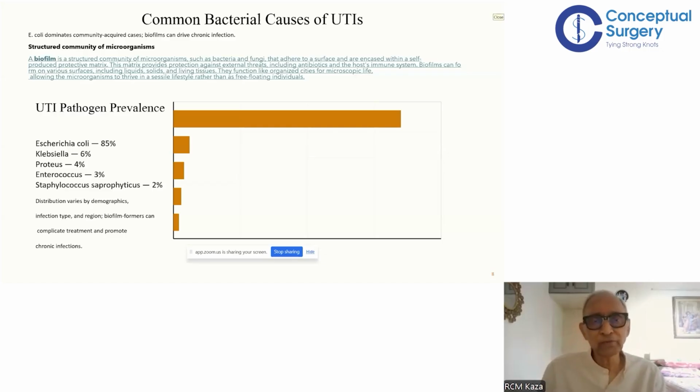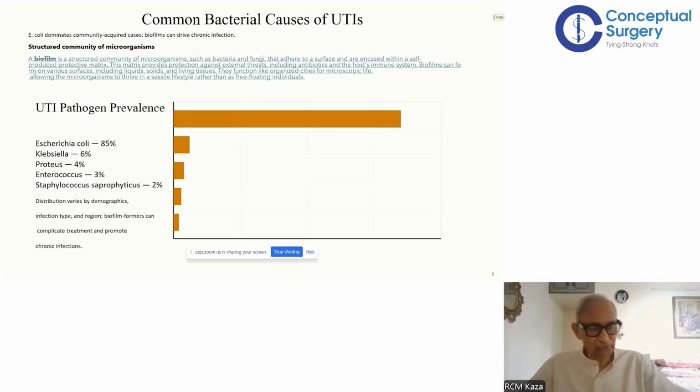Obviously, the organisms I have been mentioning right from the beginning, Escherichia coli is the most common with 85% incidence. And Klebsiella and Proteus, we often see these in the surgical wards, and occasionally Enterococcus and Staphylococcus saprophyticus, right? The distribution varies depending upon the demographics, and it in fact varies even depending upon which wards the patients are in. Quite often we find the variation, and if you have any cause for forming biofilms.